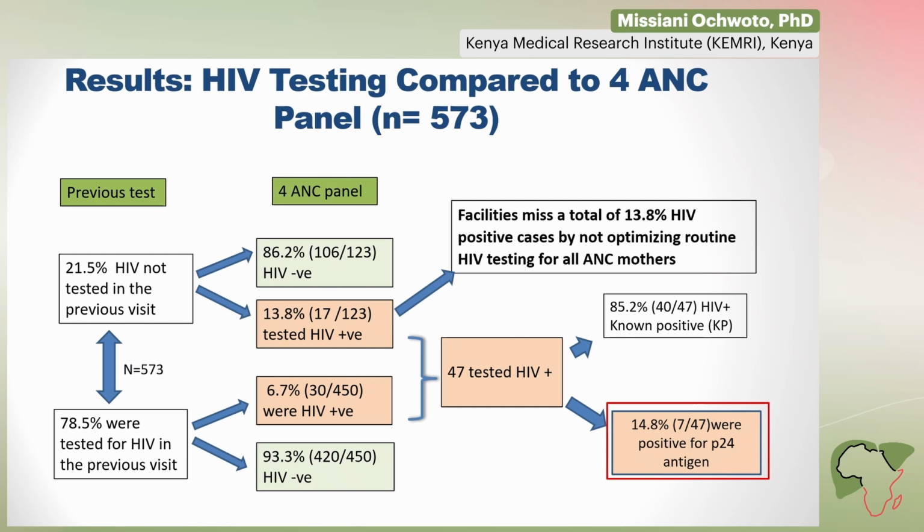This is not an HIV forum, but let me just say this for the HIV: the kit had a P24, and 7 out of the 47 who tested positive were positive for the P24. And out of this, 2 of them actually tested positive for only the P24, without antibodies. And that will help in terms of timely management of HIV too.